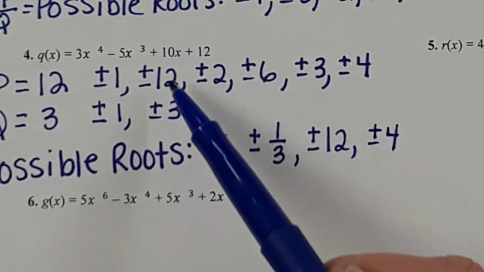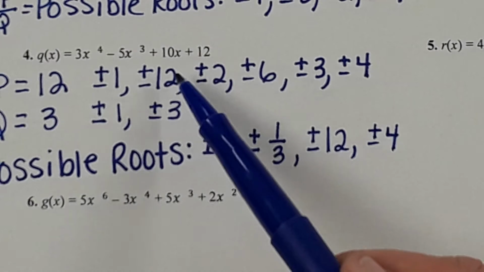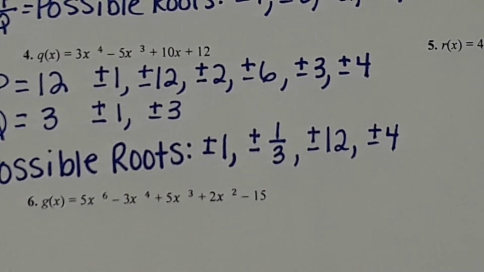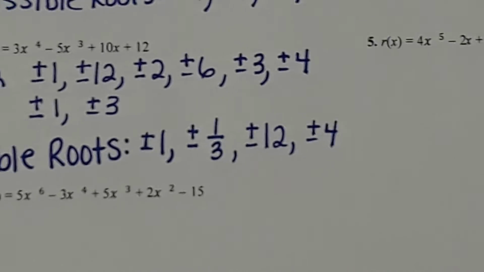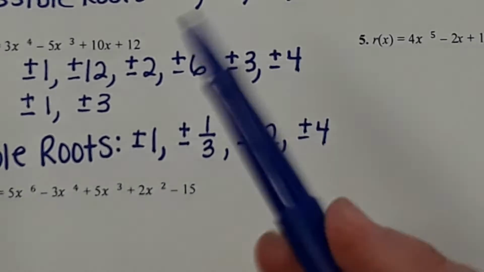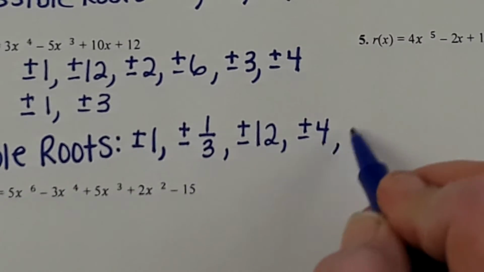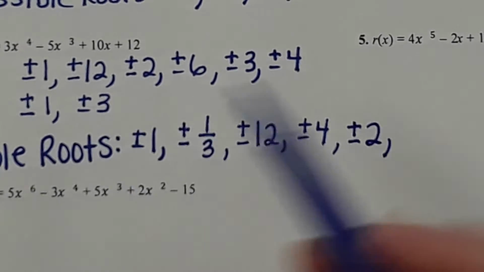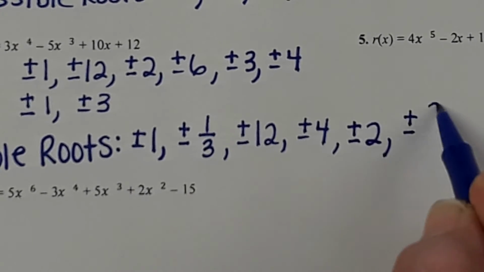Again, you guys, I did 12 over 3. 12 divided by 3 is 4. When I did 1 over 3, I couldn't divide that. You can only write whole numbers. You either write a fraction or a whole number, no decimals. Okay, let's move on. 2 over 1 is 2. 2 over 3 is 2/3.